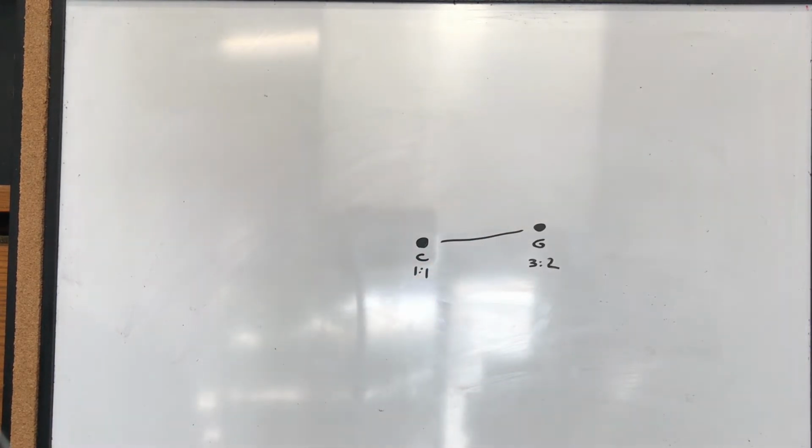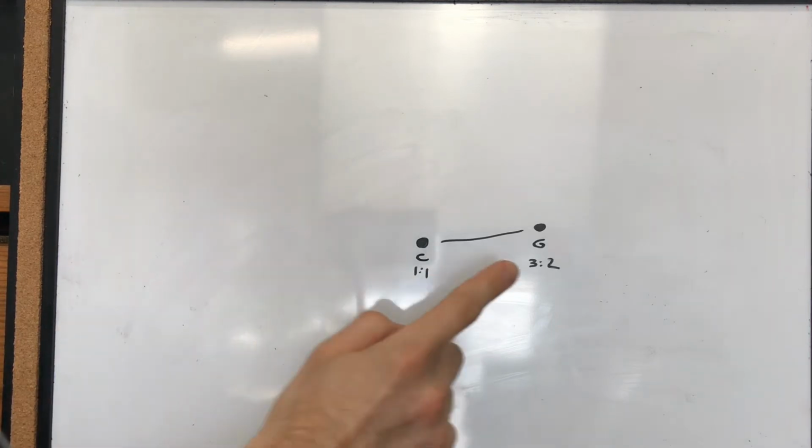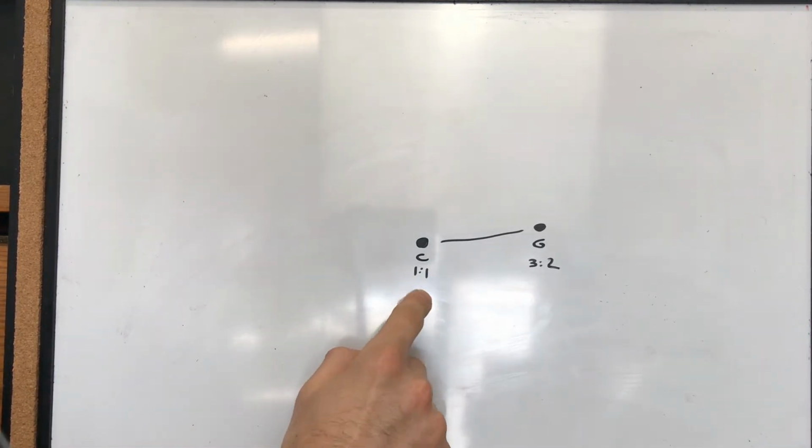Okay? So 1 times 2 times 3. Beautiful. Oh, and forgive me, but 3 against 2. So remember, this is 1 against 1.